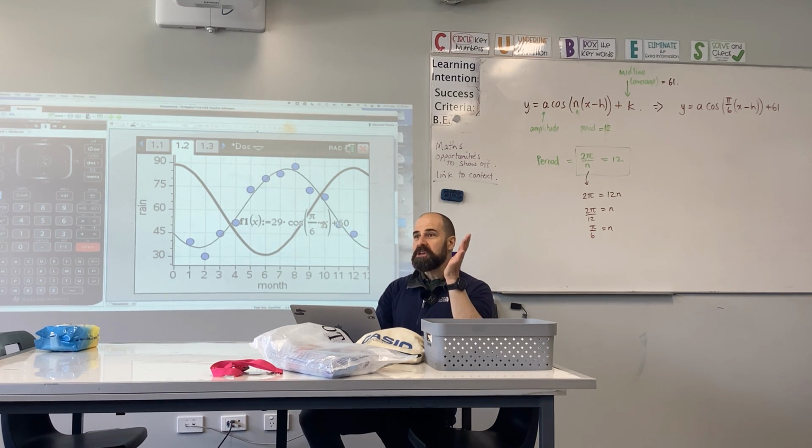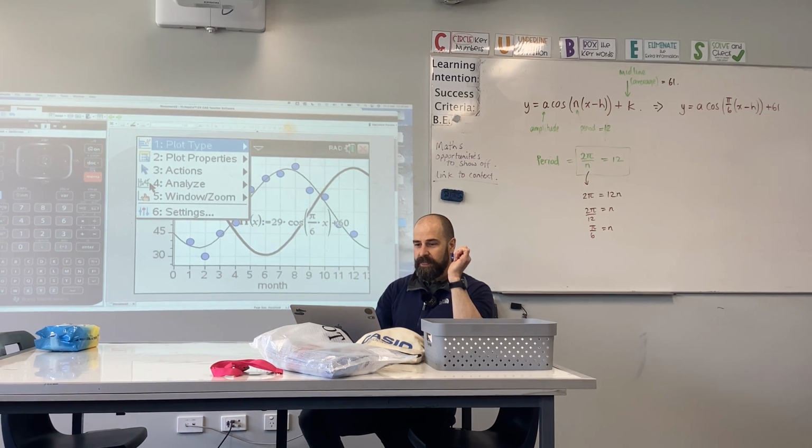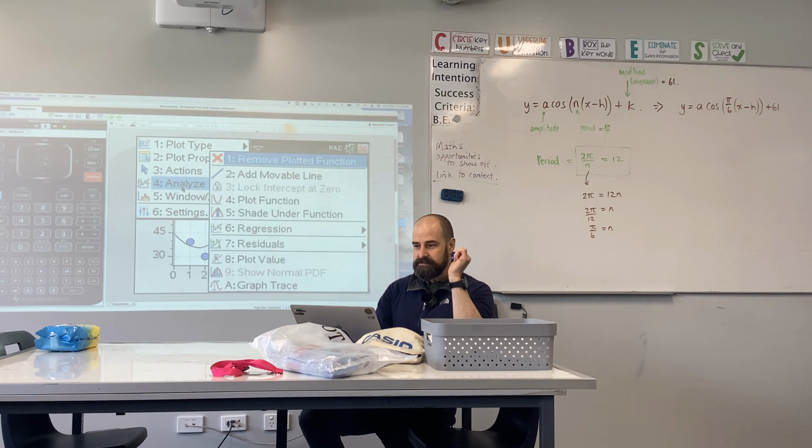Do you need to make a quick note on how to do that plot function on the graph there? So menu, analyze, plot function.